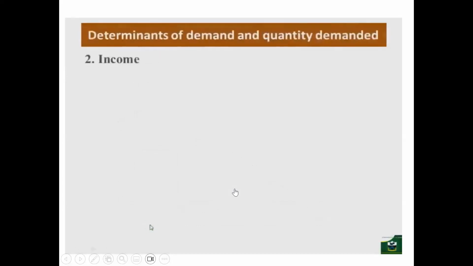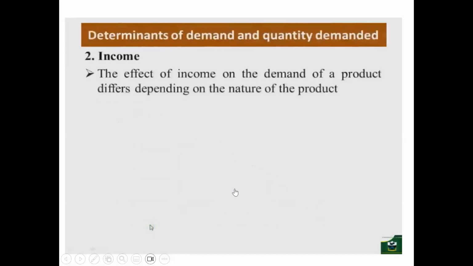Okay, so the other determinant is the income. Now, the effect of income on the demand for a product differs depending on the nature of the product. Basically, you might think that when income increases, your demand will increase. But here we consider that there are also inferior goods, commodities whereby income increases and you end up reducing the demand for that product. So when we look at the effect of income on the demand for a product, we distinguish between normal goods and inferior goods.